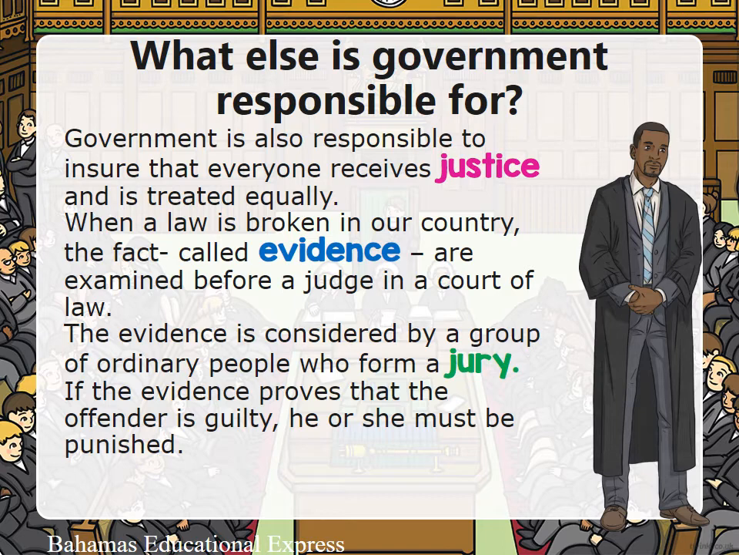Government is also responsible to ensure that everyone receives justice and is treated equally. When a law is broken in our country, the facts are called evidence. These facts, evidence, are examined before a judge in a court of law. The evidence is considered by a group of ordinary people who form a jury. If the evidence proves that the offender is guilty, he or she must be punished.